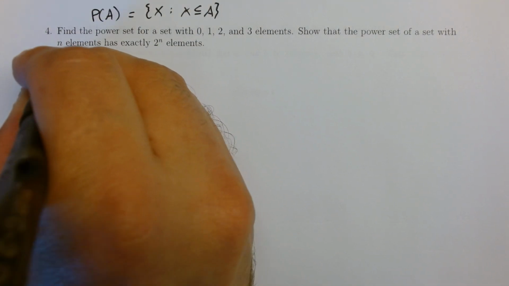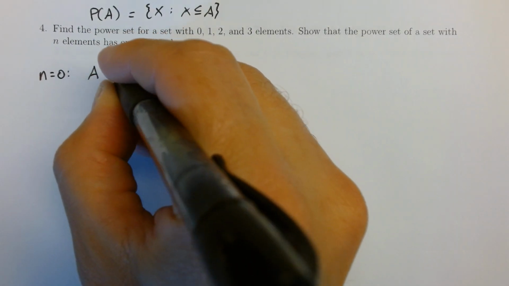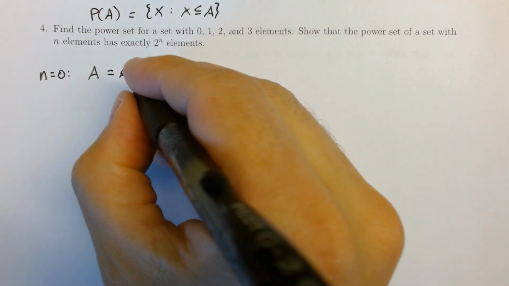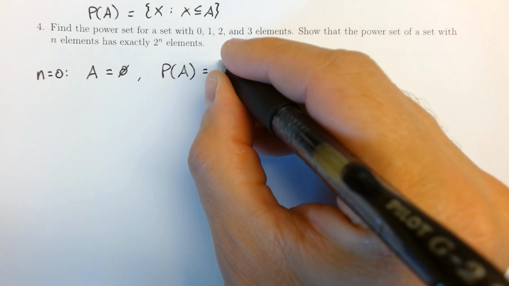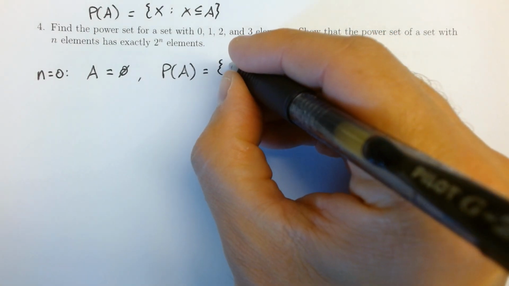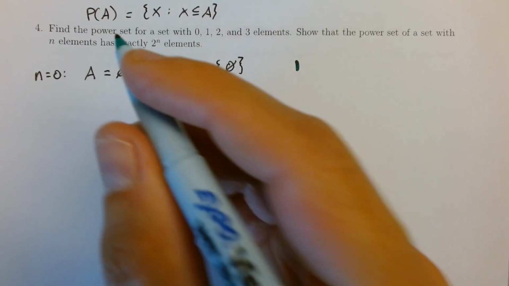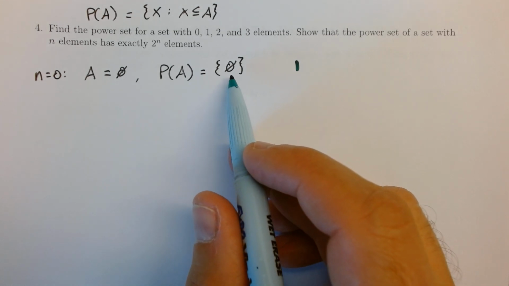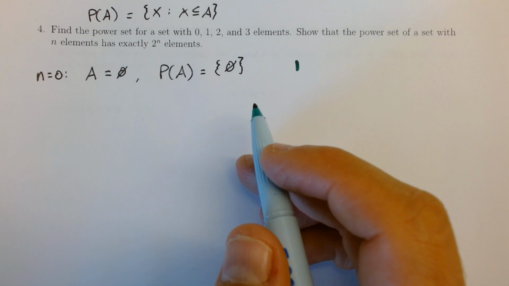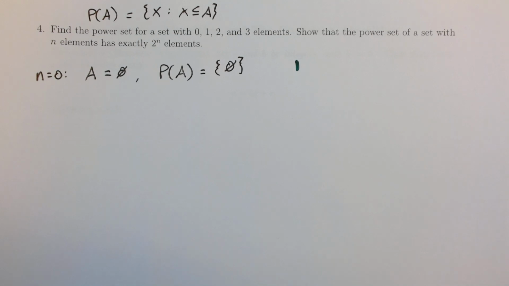So let's look at the first few cases to make sure we understand what this is. So if it has 0 elements, then A is just the empty set. And so the power set of the empty set is all the subsets of the empty set, but there's only one subset of the empty set, and that's just the empty set. So it's just the set containing the empty set. Notice that this has one element in it. The empty set had 0 elements, but this, again, I mentioned this before, is like a bag containing an empty bag. So the outside bag has something in it, namely an empty bag. So this thing has one element in it, namely the empty set.